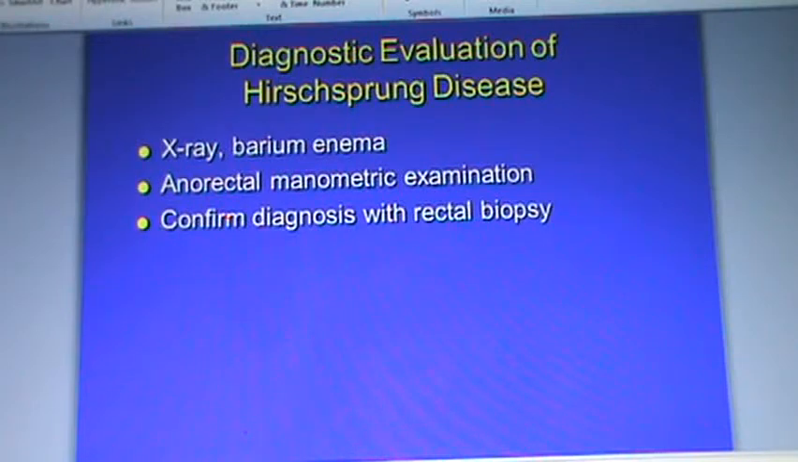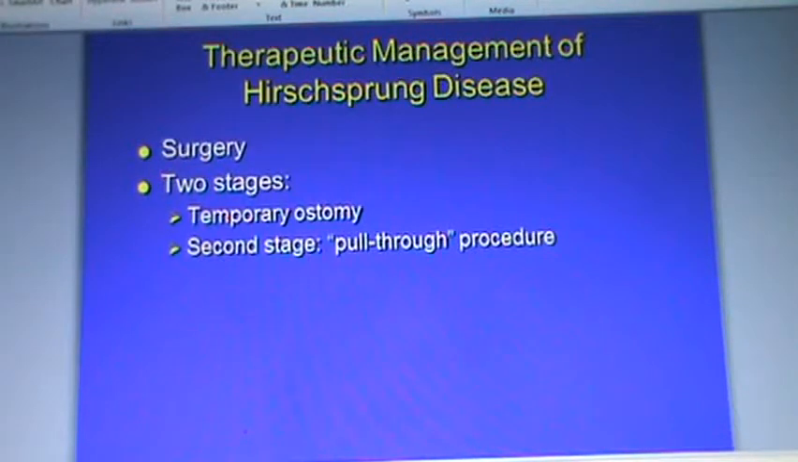Biopsy. They're looking for those little ganglion fibers. Surgery in 2 stages. There's a temporary ostomy. Second stage is pull-through procedure.